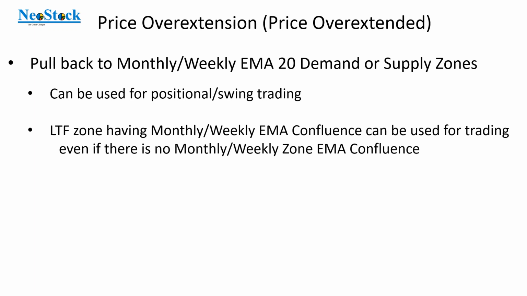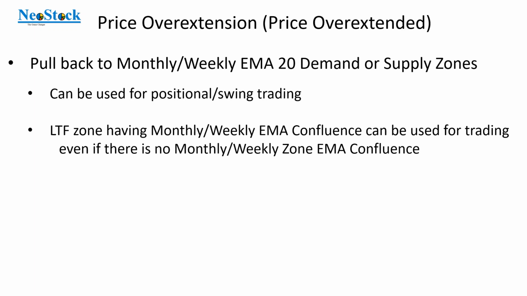Suppose your monthly zone does not have EMA confluence, and your weekly zone does not have EMA confluence, then what to do? See, there is a pullback to the monthly EMA, but the monthly EMA does not have any confluence with the monthly demand zone. Then what to do?